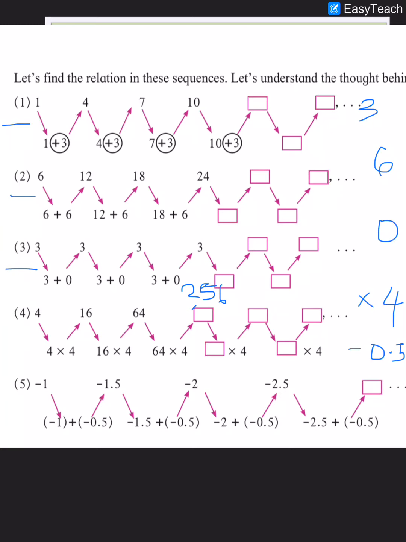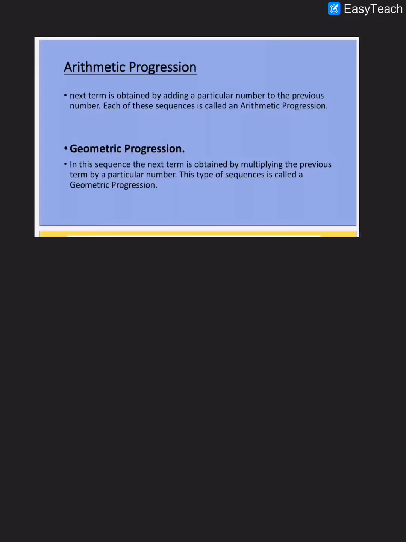And question number 4 is an example of geometric progression, since 4 is multiplied to each term of the sequence to get the next term. Question number 4, that is 4, 16, 64, is an example of geometric progression.